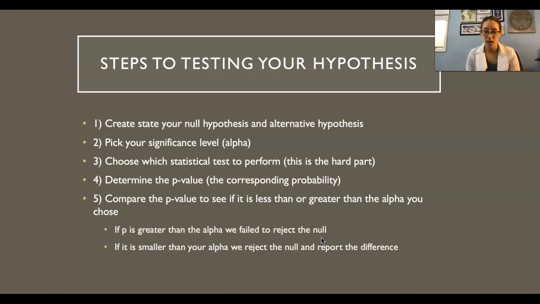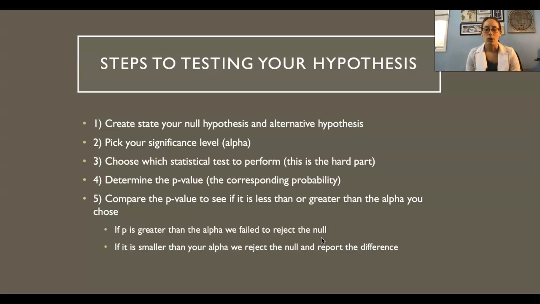Okay, that sounds complicated. It's not too bad. If the p is greater than the alpha, we fail to reject the null, meaning the null is the correct answer. There is no correlation in what I'm studying. If it's smaller than our alpha, we reject the null and we report the difference. And the reason we report that difference is that it tells everybody else in the scientific community how much risk there is to our assessment.